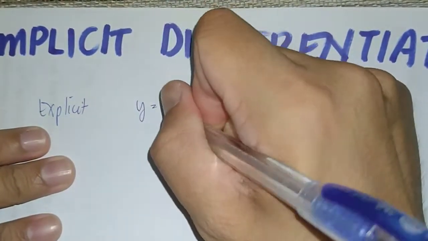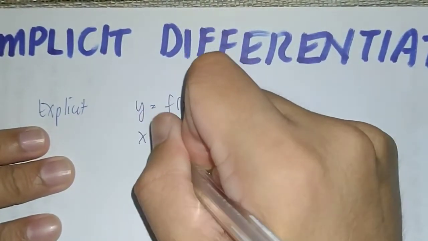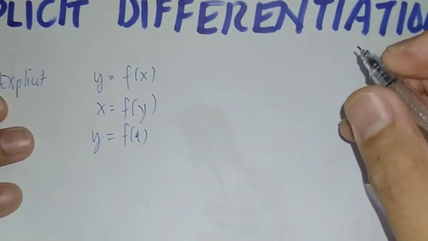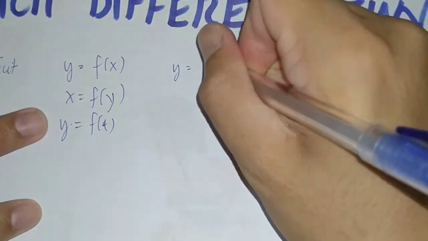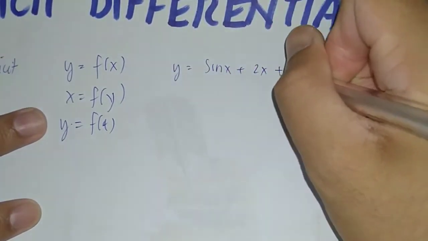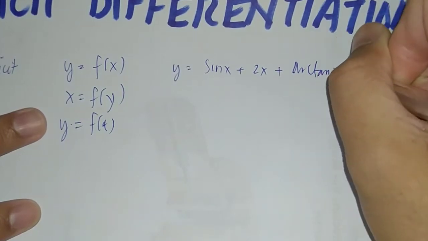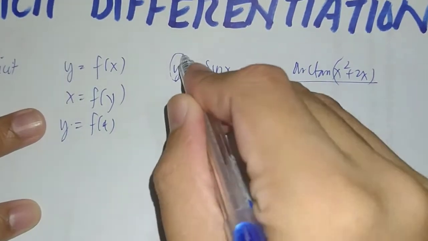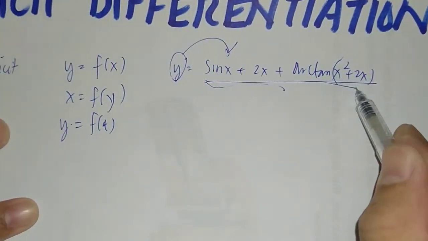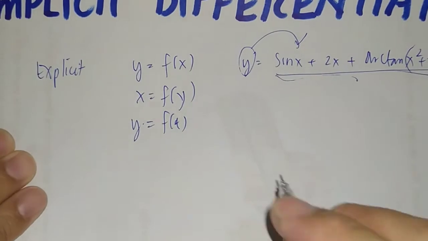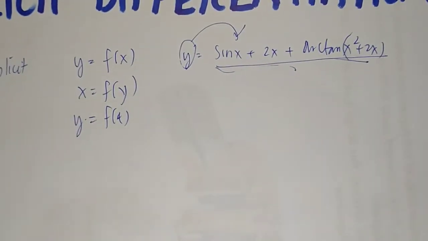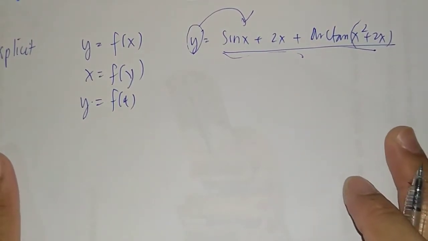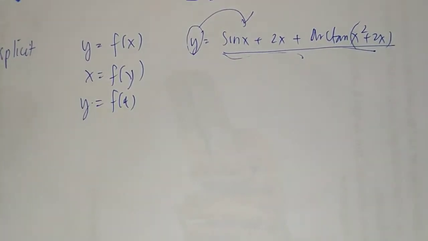Say for example, I have here y is equal to a function of x, or x is equal to a function of y, or y is equal to a function of t. So, mga halimbawa nun ay y is equal to sine x plus 2x plus arctangent of x squared plus 2x. So, basta it's a function of x, one variable is expressed as a function of another variable, it is called explicit function. So, ibig sabihin, pwede mong paghiwalayin yung dalawang variable. So, one variable is on the left and the other variable is on the right. So, dapat naka-express yung one variable with another variable.